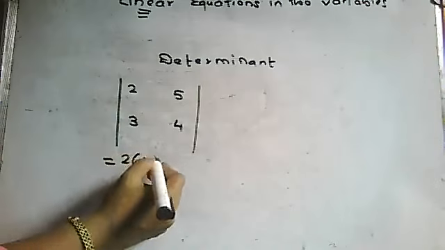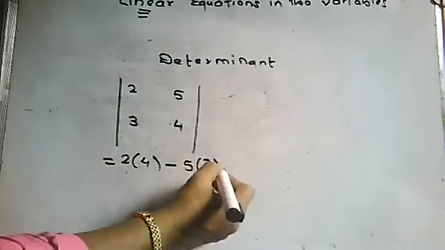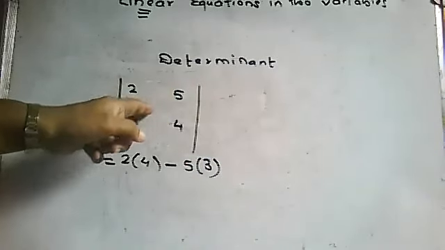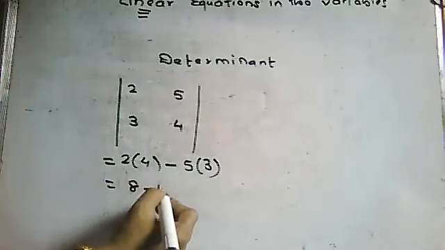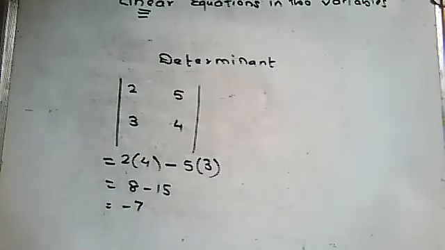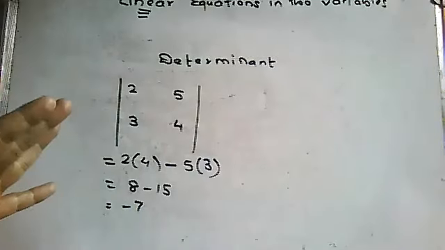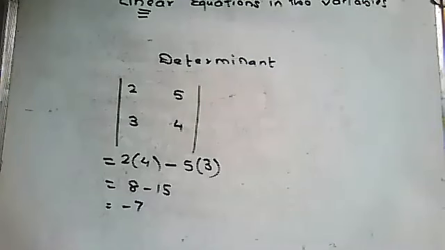That is 2 into 4, in between minus sign, 5 into 3. 2 into 4 minus 5 into 3. That's all. So 2 4s are 8 minus 15. 8 minus 15 is minus 7. The value can be anything, it can be positive, negative, fraction, points, anything depending on your question. So don't think, oh, negative came, it is wrong.